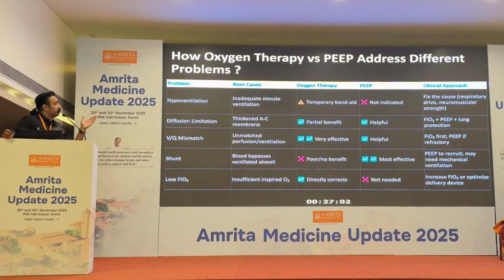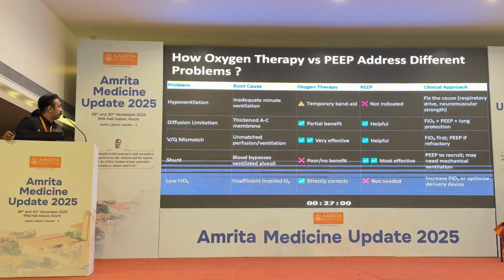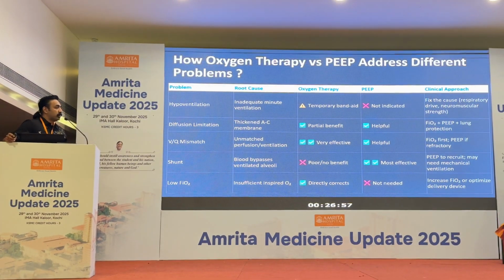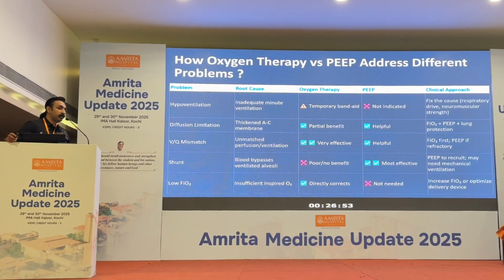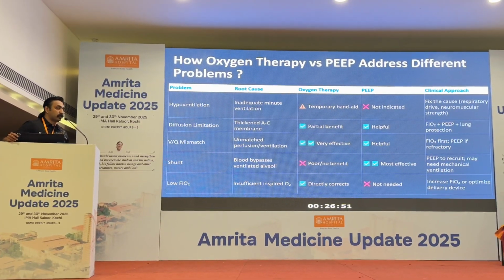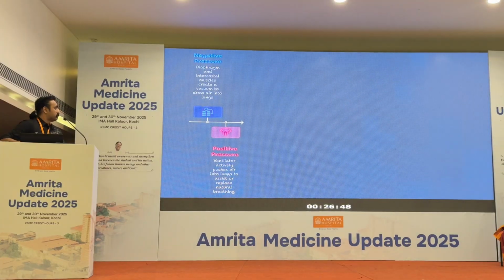Diffusion limitation, again partial benefit with oxygen. PEEP is definitely going to be helpful. A VQ mismatch, again O2 is going to be helpful and PEEP is going to be helpful. A shunt, yes, definitely PEEP is going to play a bigger role there. And low FiO2, of course, you have to go with your oxygen.